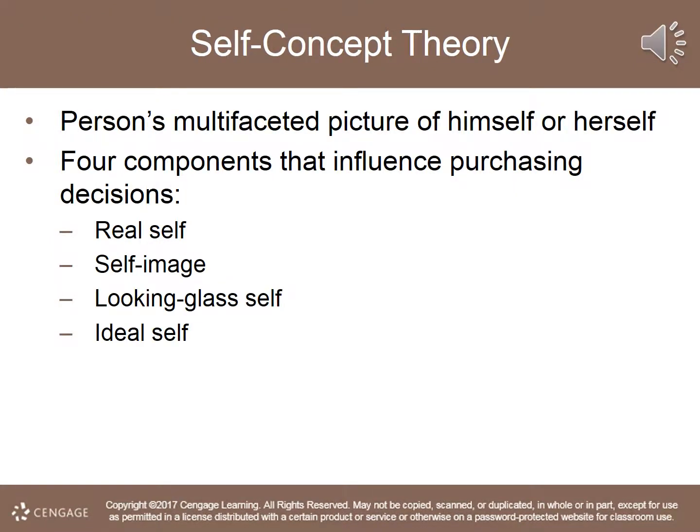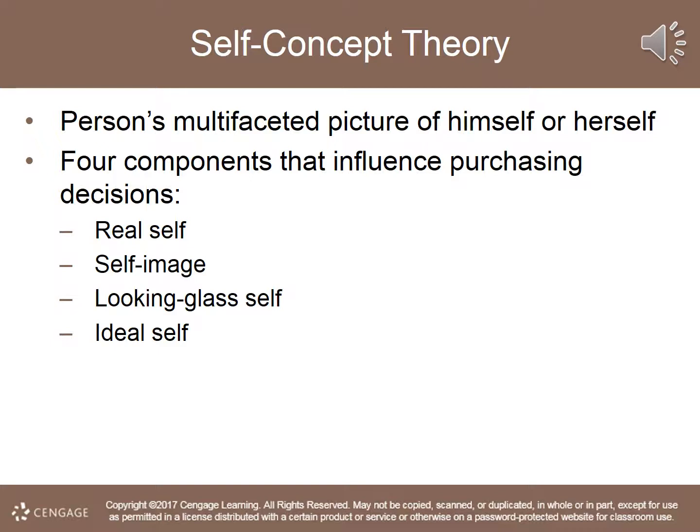Self-concept is a person's multifaceted picture of himself or herself and has the following four components. 1. The real self. It is an objective view of the total person. 2. The self-image. It is the way an individual views himself or herself. 3. The looking-glass self. It is the way an individual thinks others see him or her.